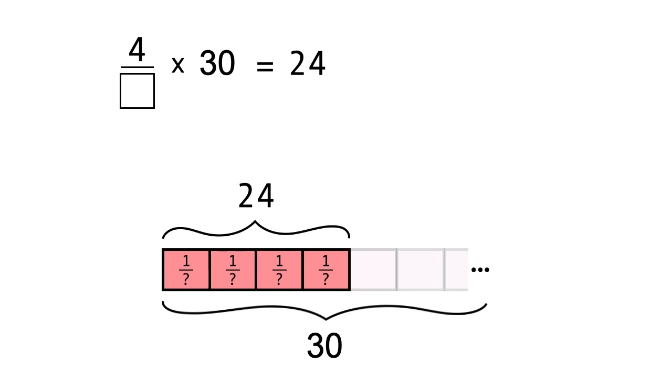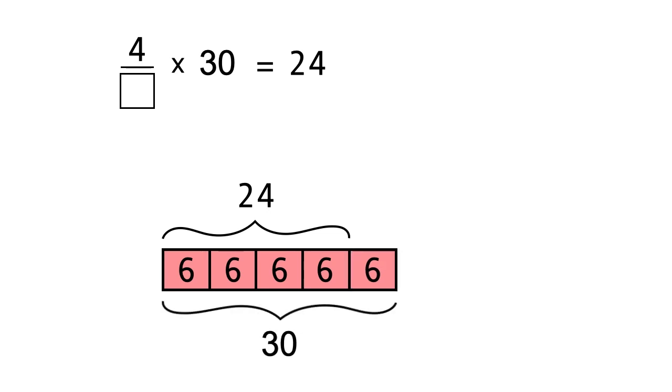So if 4 of these parts is 24, what's each part worth? It must be 6. 24 divided by 4 is 6. And then if the whole bar is 30, how many of those 6's do we need? How many of those 6's fit into 30? Well, 6 times 5 is 30, so they must be fifths. So 4/5 of 30 equals 24.